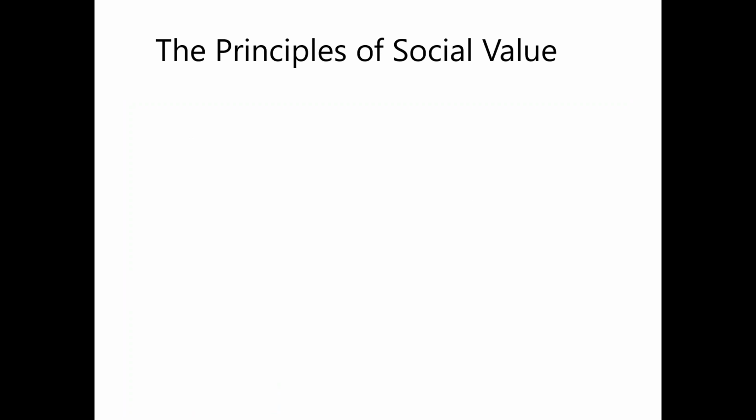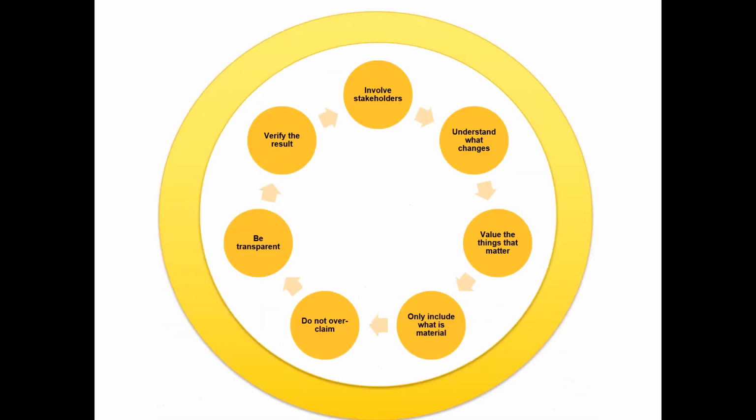In order to be able to account for social value, that is to be able to measure, manage and maximize the impacts of our work, the principles of social value provide a flexible framework for us to be able to think about how to do this. Central to those principles is the involvement of stakeholders. Stakeholders provide that information about what has changed in their lives. They provide information about the importance of those changes. Those pieces of information are central to an organization being able to understand the most material changes.